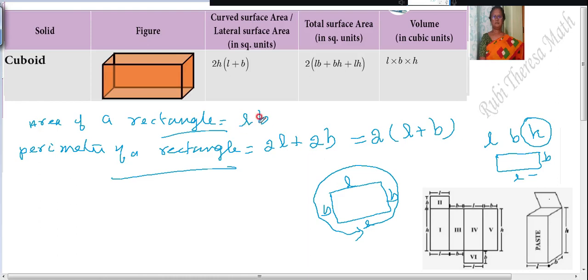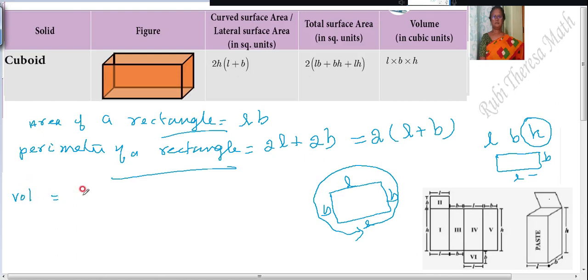So length into breadth is nothing but the area of a rectangle. Perimeter of a rectangle is twice the sum of the length and breadth, 2 into (L plus B). Why I am saying these two is to recall, to remember the formula. These two are the necessary ones. So, the formula for the volume of the cuboid.